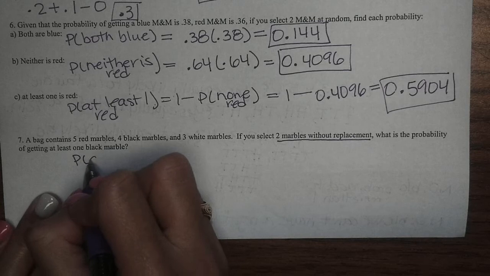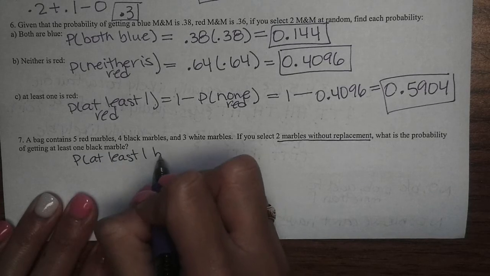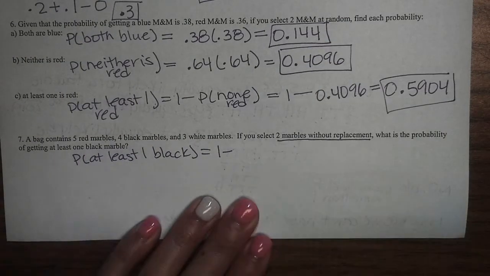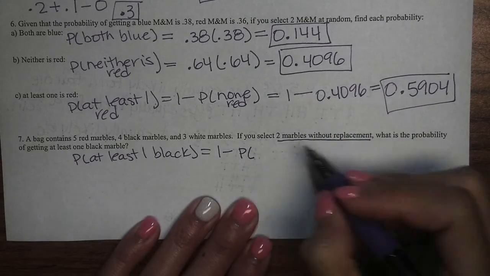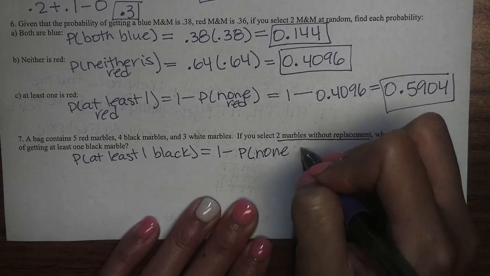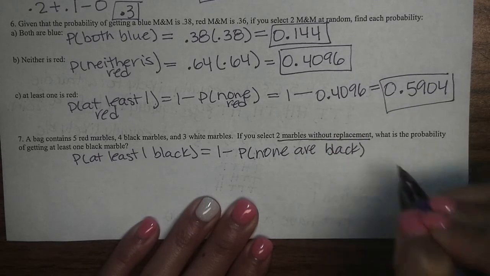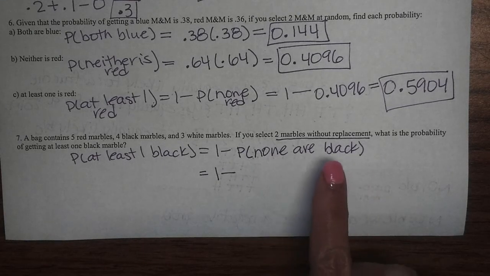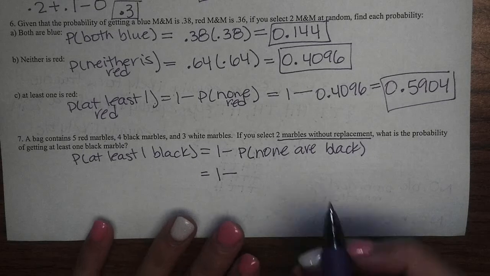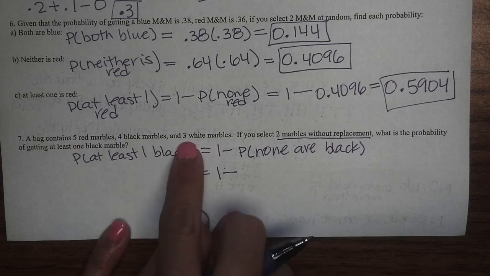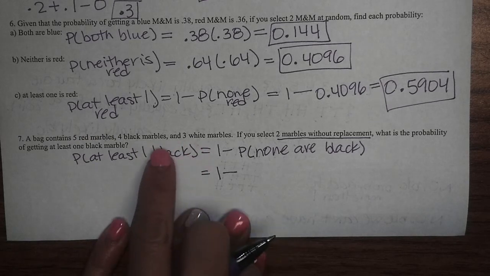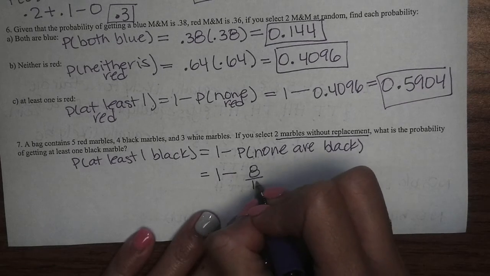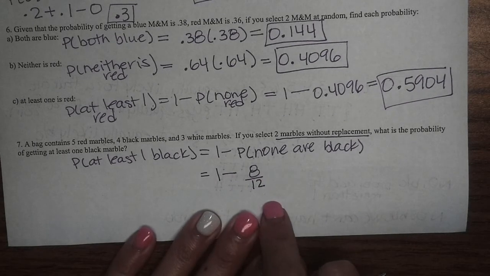So the probability of at least one black marble will be 1 minus the probability that none are black. So therefore we're going to do 1 minus, so here are the chances of not having a black marble the first time. When you go into the bag, there are going to be 12 marbles. The chances of them not being black is the 5 red plus 3 white, so 8. 8 out of 12 marbles are not black. So that's my first probability.